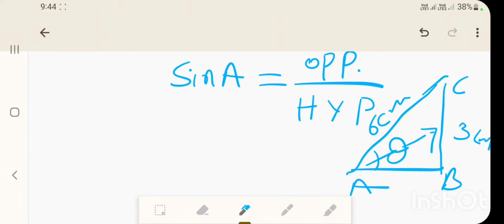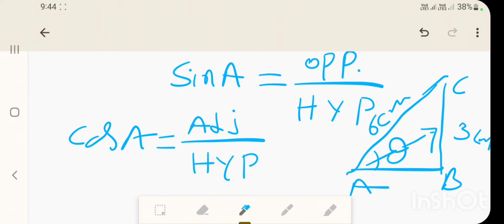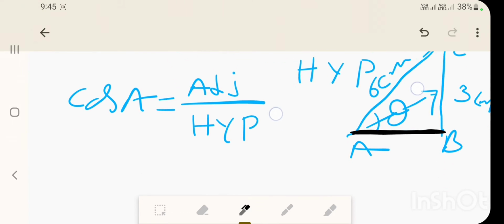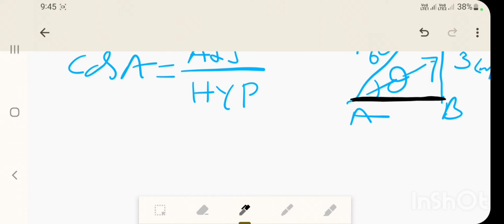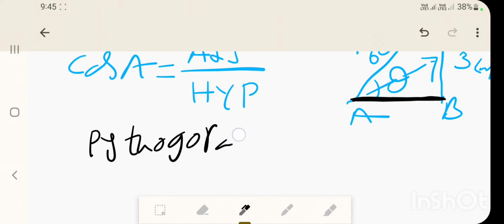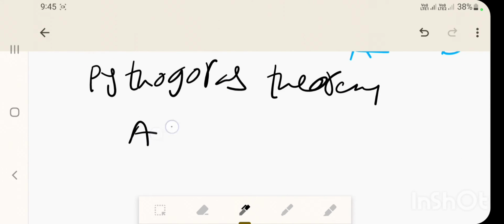To find other trigonometric ratios like cos A, we need the length of the adjacent side divided by the length of the hypotenuse. So we need to find the side adjacent to angle A, which is AB. AB is adjacent to angle theta, so we have to find the AB length. For that we use the Pythagoras theorem. Using the Pythagoras theorem, we can find the adjacent side length.